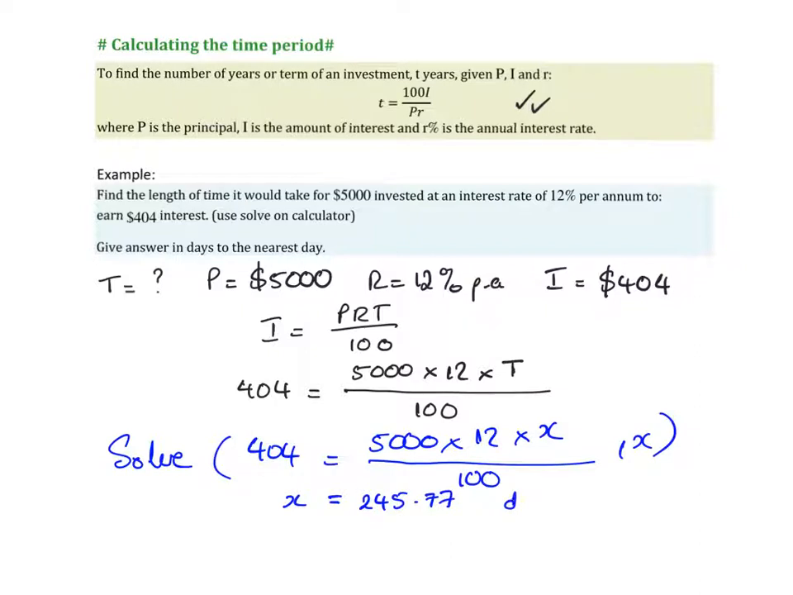Now that's in days, isn't it? And the question says that it wants it to the nearest day. So T, now you would be able to think about this. 245 days, you haven't quite reached that amount of interest. So you would have to go to the 246th day in order to gain that interest. So it has less to do with rounding and more to do with the actual question itself. So T is equal to 246 days.